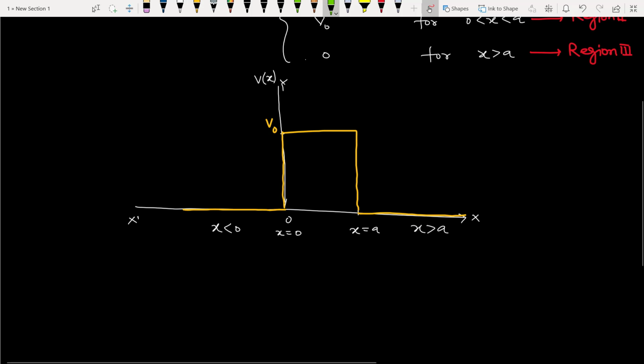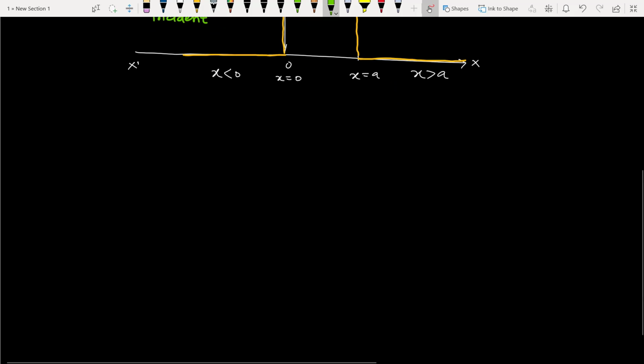And our particle is incident on it. The particle has energy E less than V naught. This is the incident particle. So now we will discuss the various options.